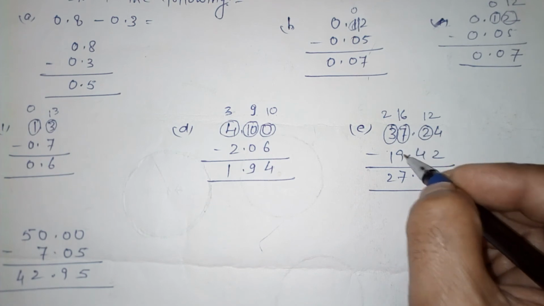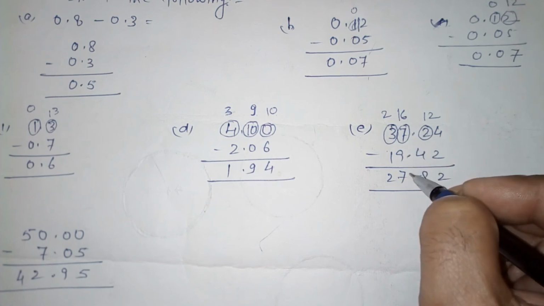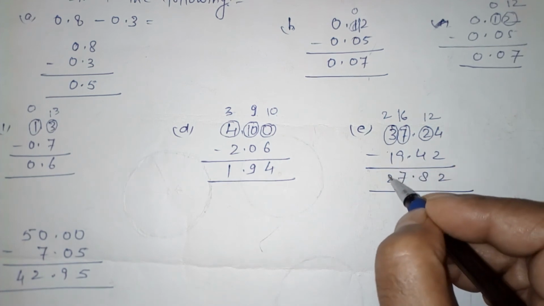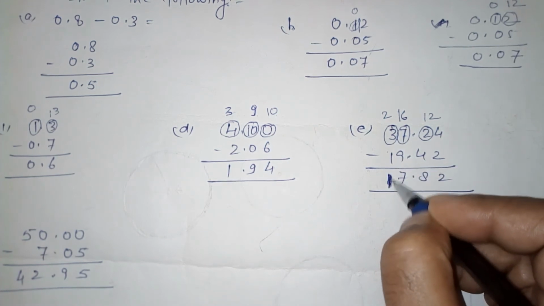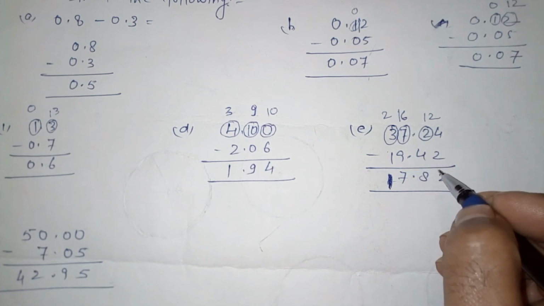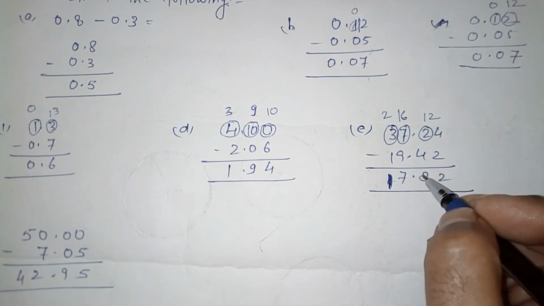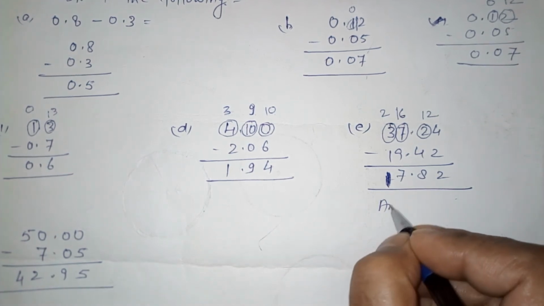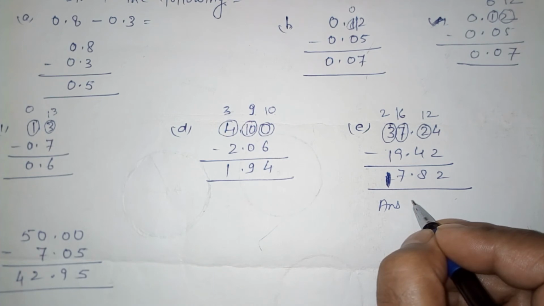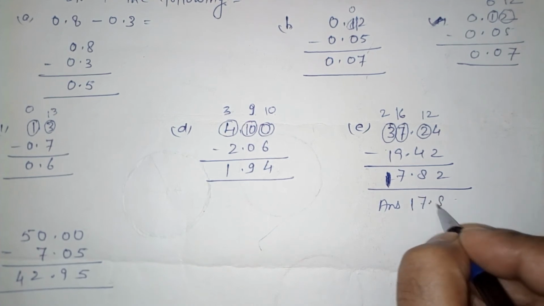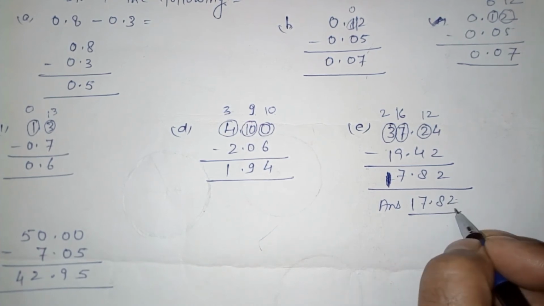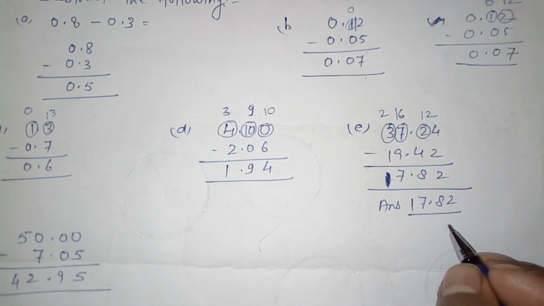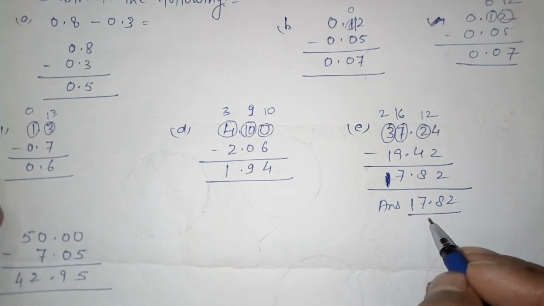16 minus 9 gives you 7, and 2 minus 1 gives you 1. Okay, so the required answer for this question is 17.82. 17.82 is the required answer. Okay, again, how will you check whether this answer is right or wrong?